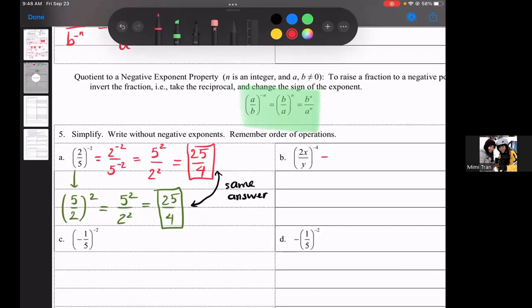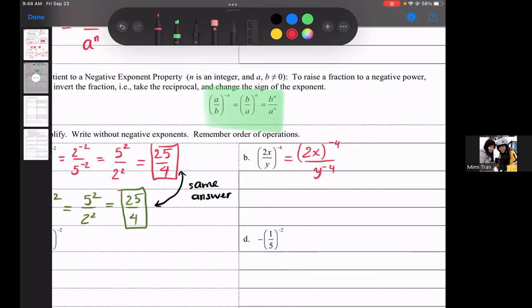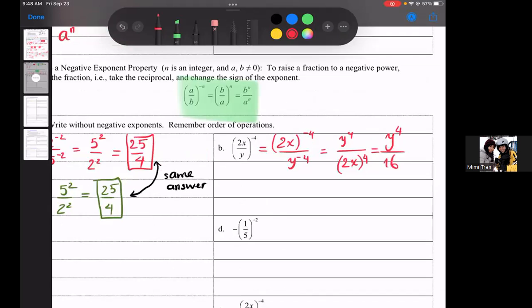All right. So distribute. So (2x) in parentheses to the negative 4 over y to the negative 4. Make sure you have parentheses, right? And then now you flip. So y to the 4 on the top and the quantity 2x to the 4 on the bottom. What does 2 to the 4 equal? Don't tell me it's 8. Very good.